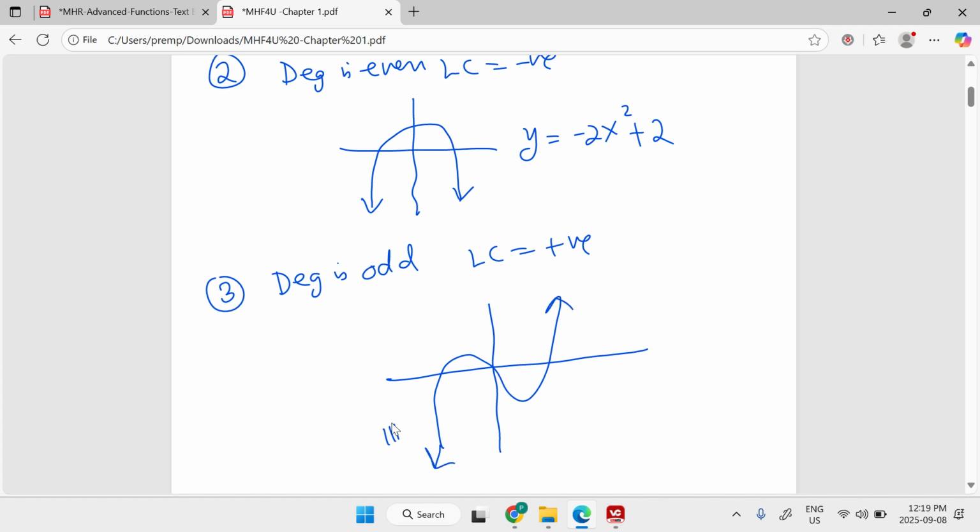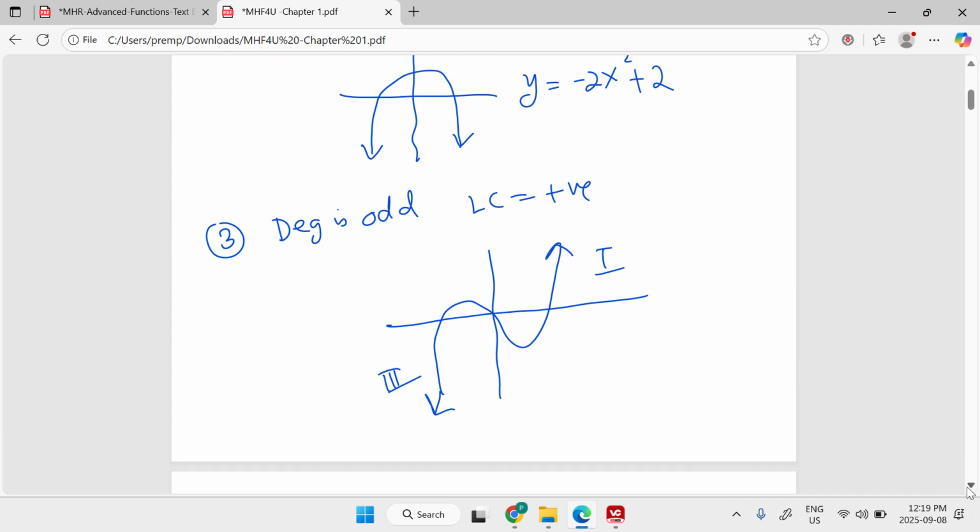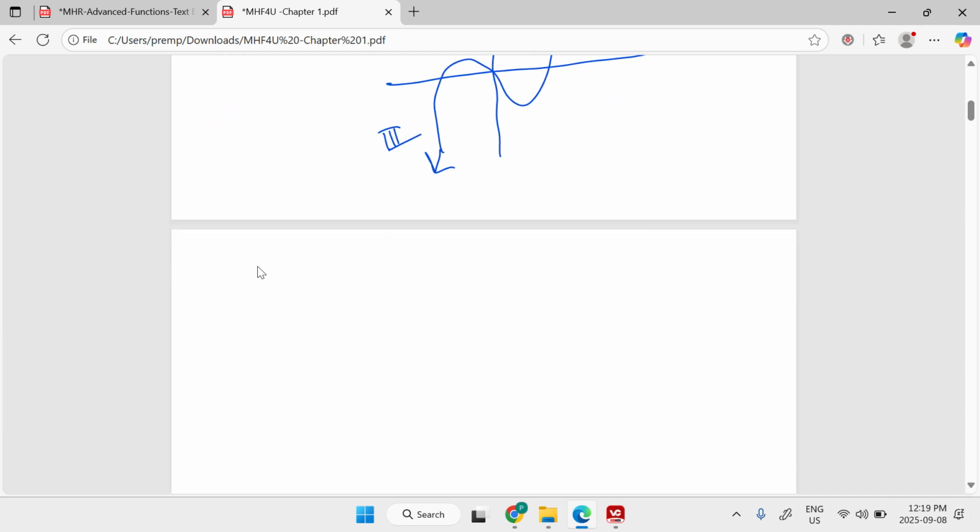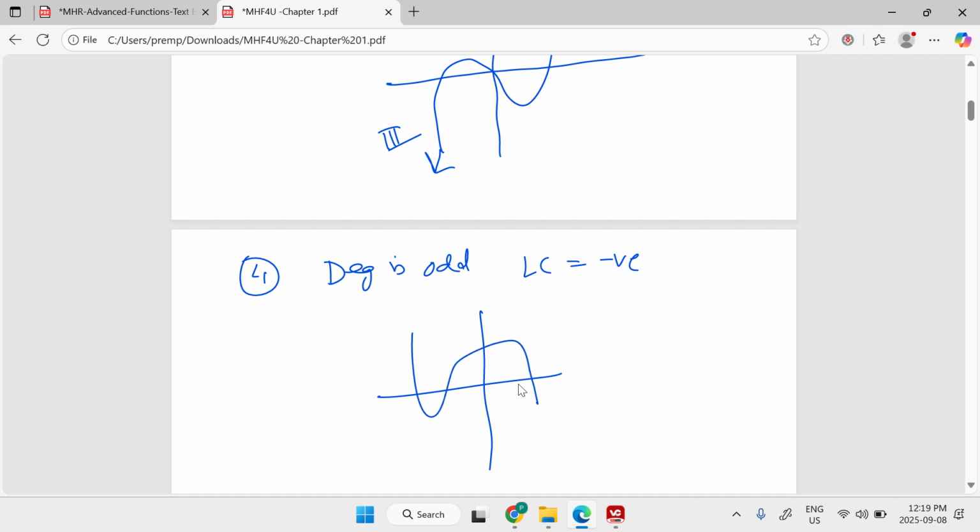So this is quadrant 3 and it's going to be quadrant 1. And if it is the other way around, so number 4, the degree is odd but the leading coefficient is negative, then it should have a behavior like this. So it will go from here and it will come out here. So it will go from quadrant 2 to quadrant 4.